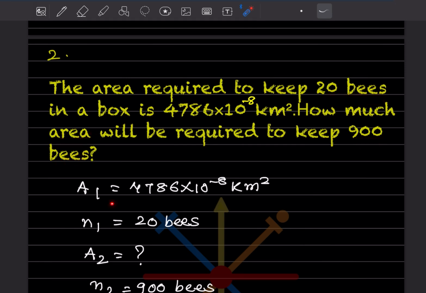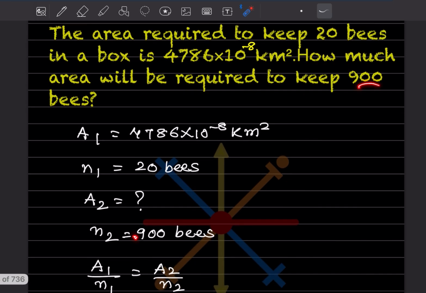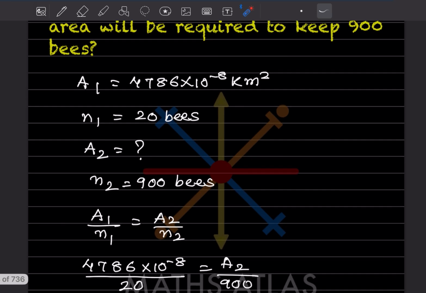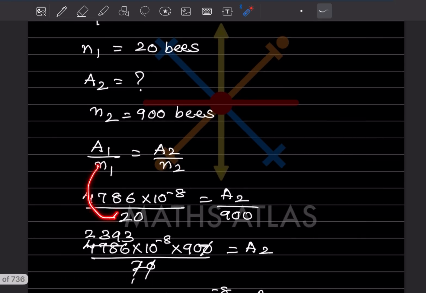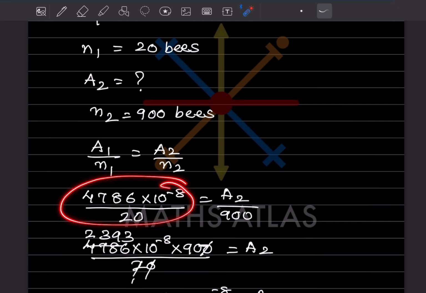So we can write A1 for this area, that is 4786 into 10 raised to minus 8 kilometer square. And these are the number of bees, so you can put N1 is equal to 20 bees. We don't know the area, that is A2, and this is N2, that will be 900 bees. So what we can write here is A1 by N1 is equal to A2 by N2. Now A1 is given, N1 is given, and that will be A2 and this will be N2. So now what will you do here? This will be the same, but if we take this to the other side, that is going to be 900 here and that will be A2.